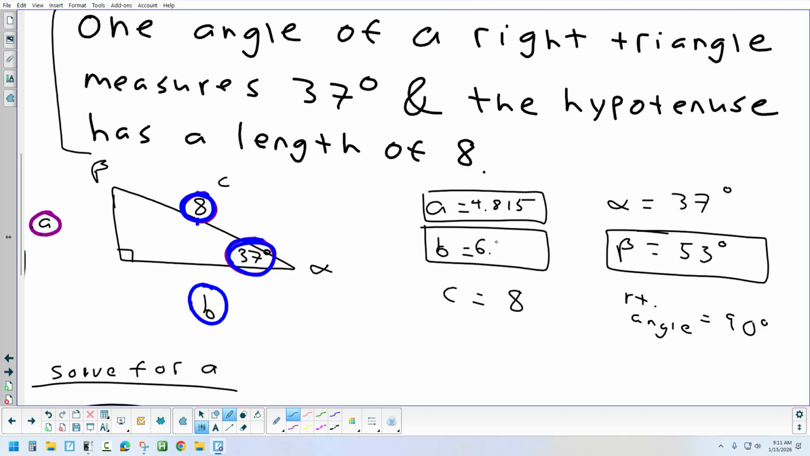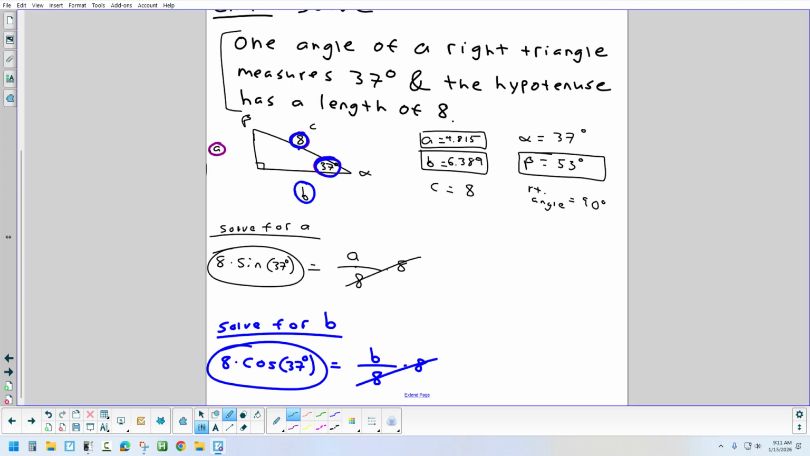Now, if you have extra time and you want to try to check that, you could plug that into the Pythagorean theorem and see if it comes out close. You could do a squared plus b squared and see if it comes out to about 64. It should. Probably come out to like 63.99 or 64.001 because of the rounding. Any questions on how we solved that triangle?